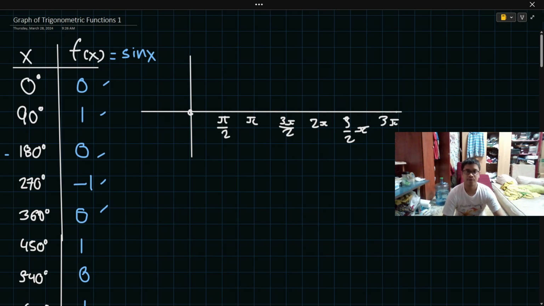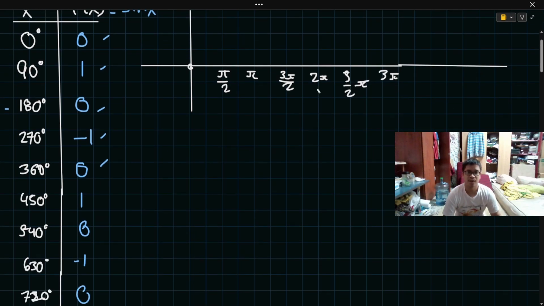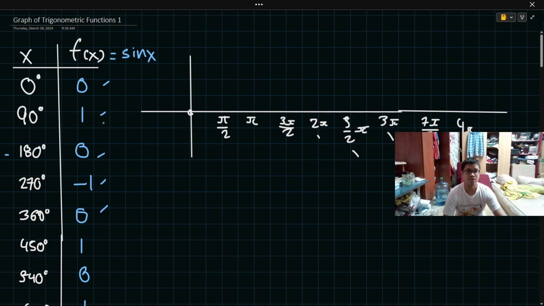Okay, that's for 540. Let's continue. So where were we? 360, 450, 540, 630. So 630, I think that would be 7 pi all over 2. And for 720, that would be 4 pi. All right. So here our y values are from -1 to +1.